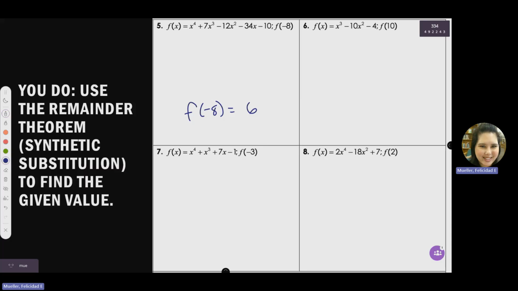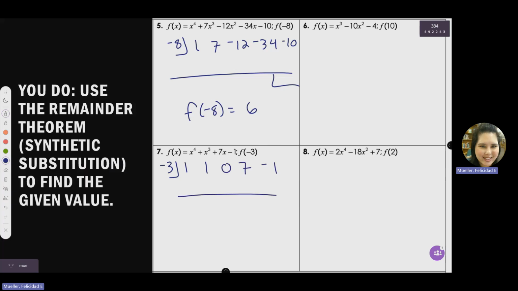Looking at 7, I'm just going to put the setup, not show the work, for what you should have had. On 7, we should have 1, 1, 0, 7, negative 1. There is a placeholder because we are missing the x squared term. You should have gotten 32 here. So f of negative 3 equals 32.